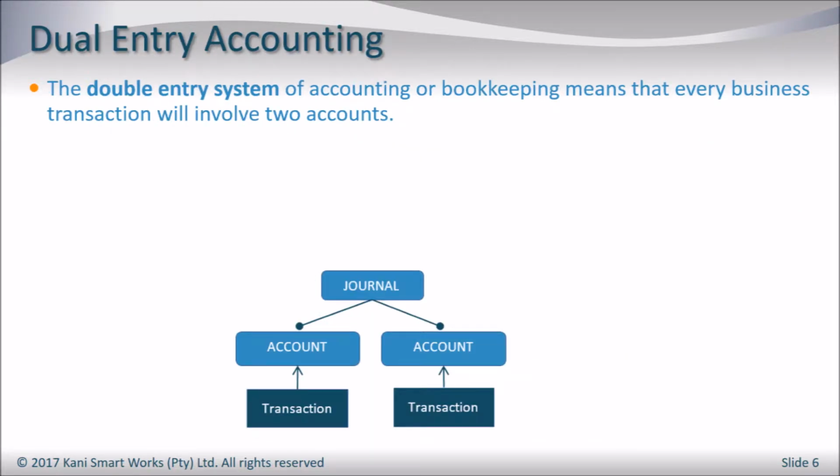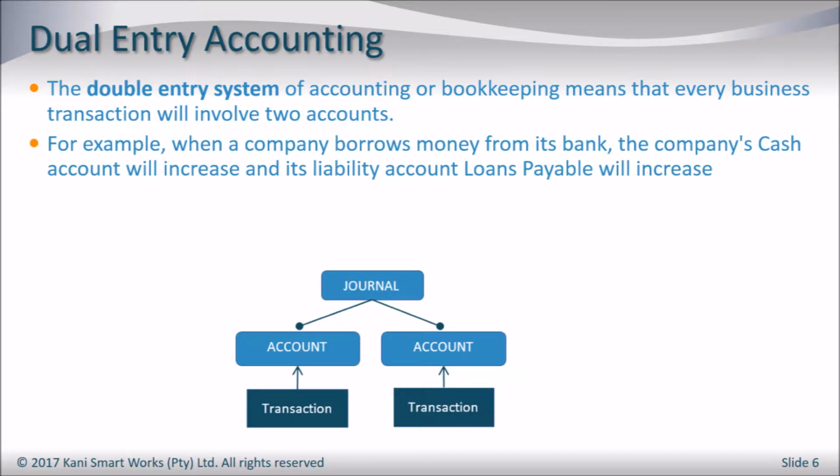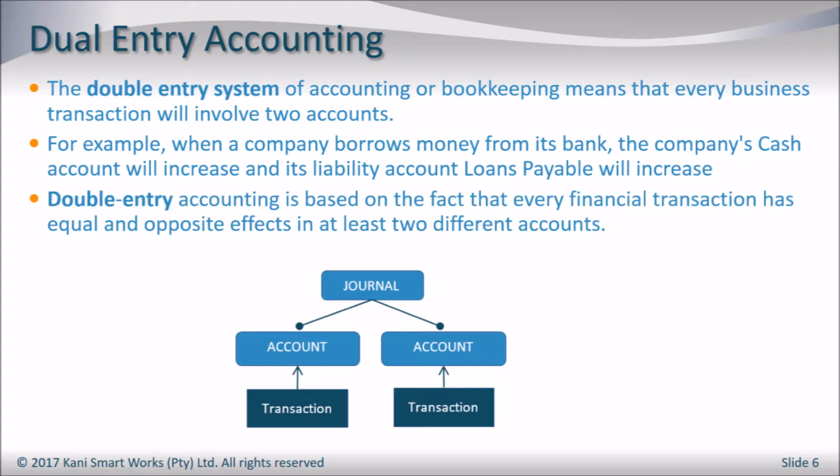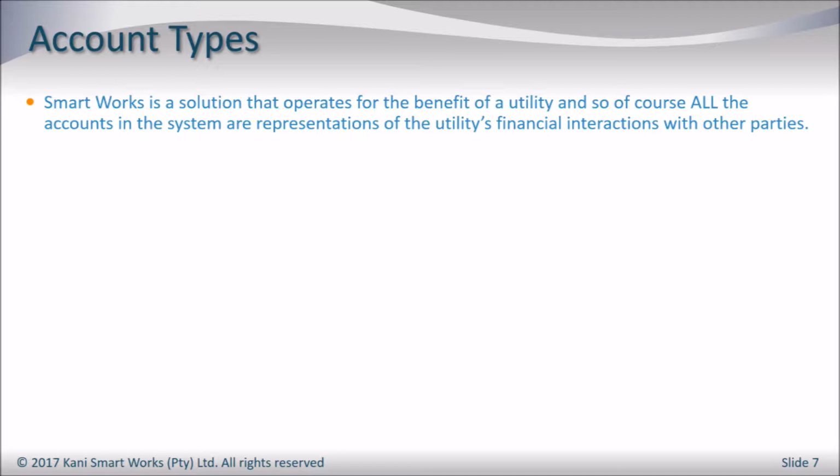Dual entry accounting. The double entry system of accounting or bookkeeping means that every business transaction will involve two accounts. So for example, when a company borrows money from its bank, the company's cash account will increase, but its liability account, the loans payable, will increase too. Double entry accounting is based on the fact that every financial transaction has equal and opposite effects in at least two different accounts.